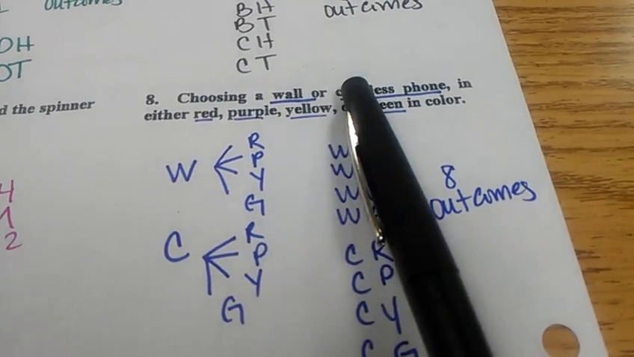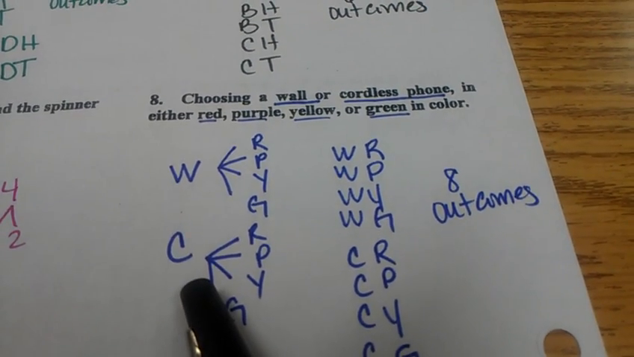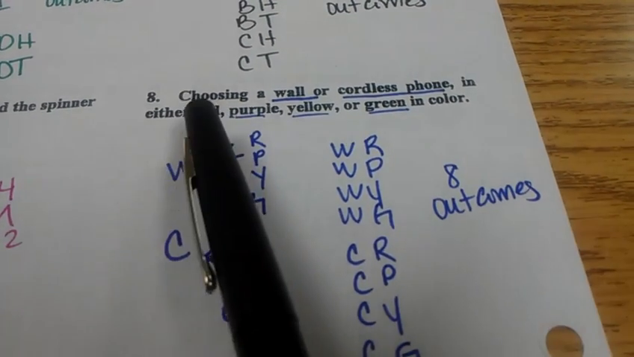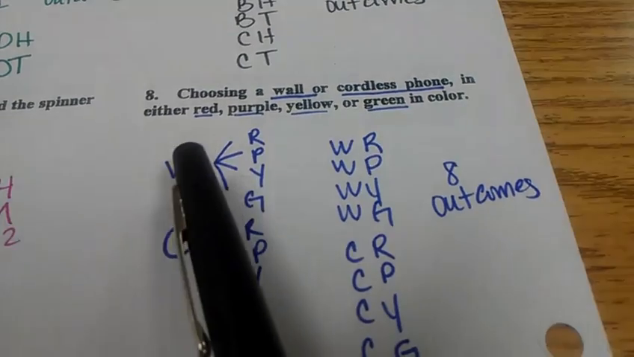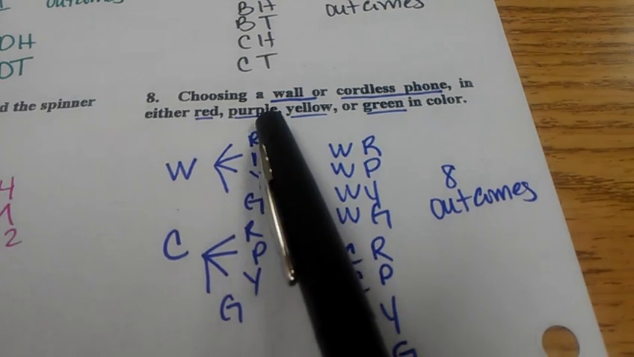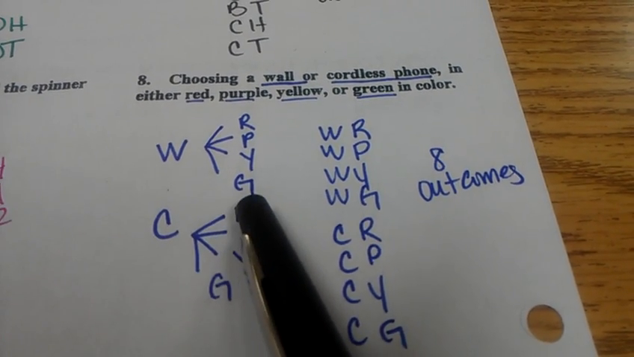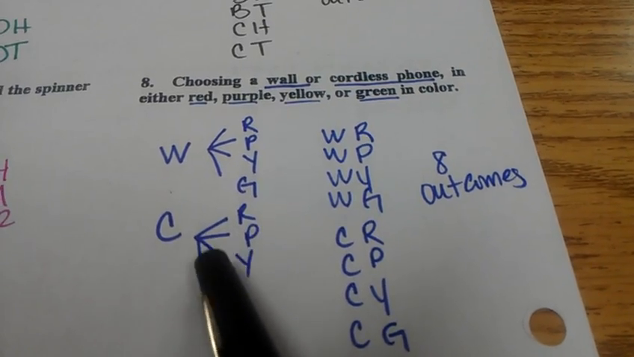Well, there's our first choice, wall or cordless. So I put a W for wall phone, I put a C for a cordless phone. And you can get those in either red, purple, yellow, or green. Well, if you get a wall phone, you have the choice of red, purple, yellow, and green. And I just used letters to symbolize my colors. And then if I got a cordless, I could still get a red, purple, yellow, or green.